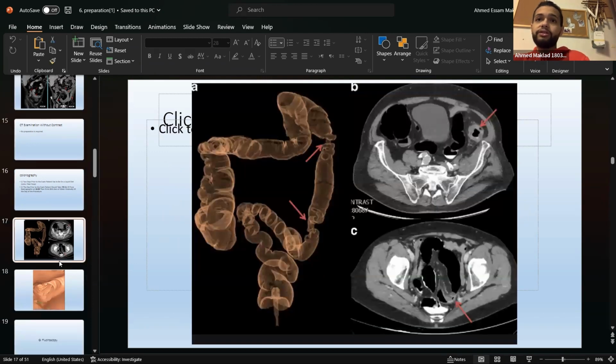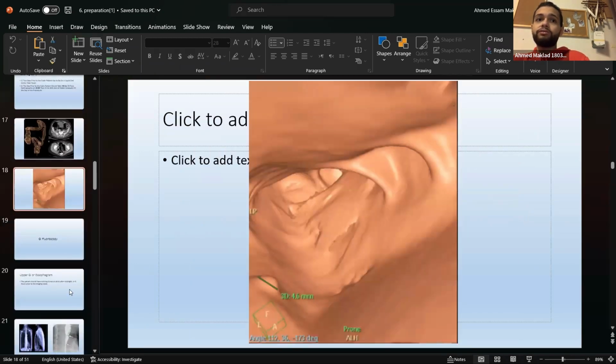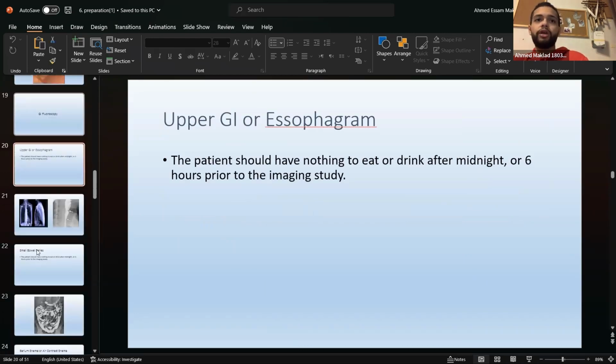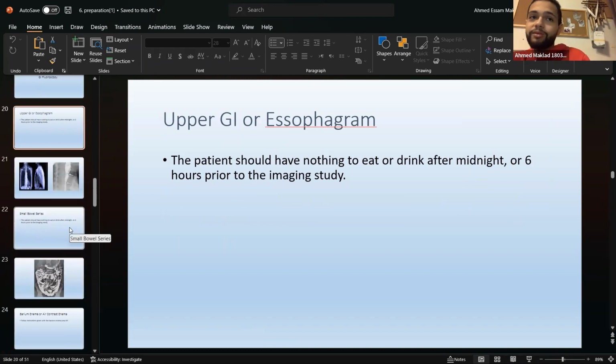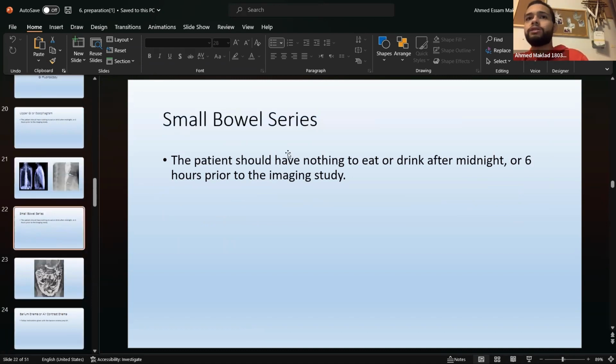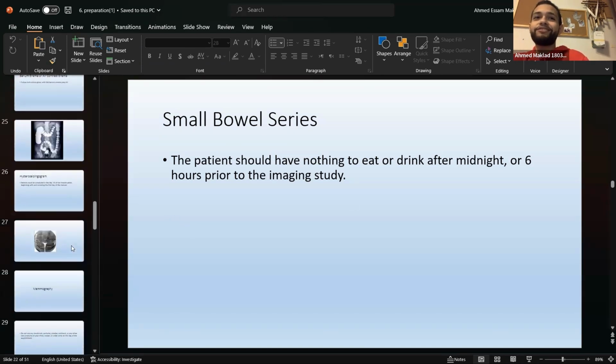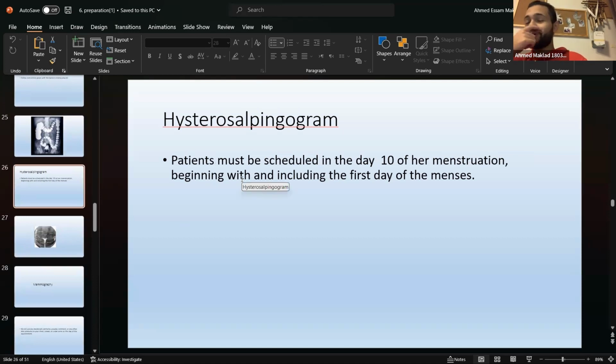If you go through it, it's literally just memorization. Like GI fluoroscopy, see? The patient should not have anything to eat or drink prior to the midnight. Okay, what am I supposed to explain? And then you go to small bowel series. The patient should not have anything after midnight. Okay, like, sure. So, yeah, it's just memorization.